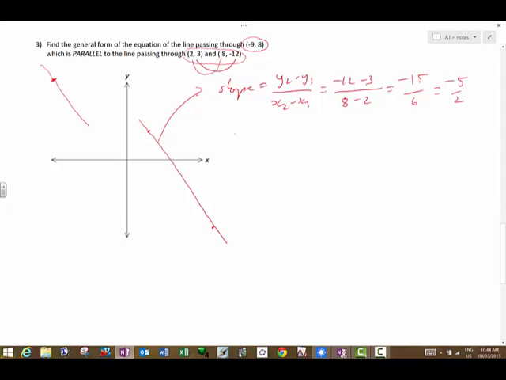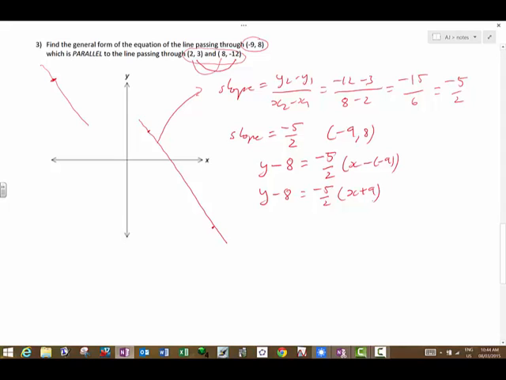So the slope of the line we want is the same. 2 lines are parallel, they have the same slope, and it needs to pass through minus 9, 8. So y minus the y coordinate is equal to the slope times x minus the x coordinate. First things first, let's simplify the bracket. X minus negative 9 is the same as x plus 9.